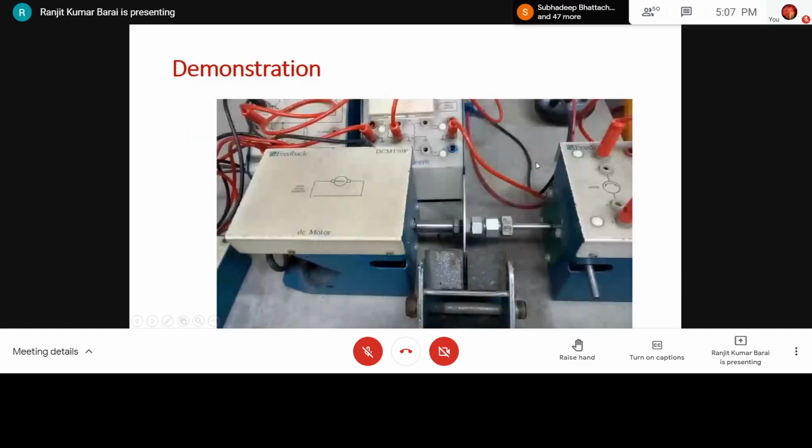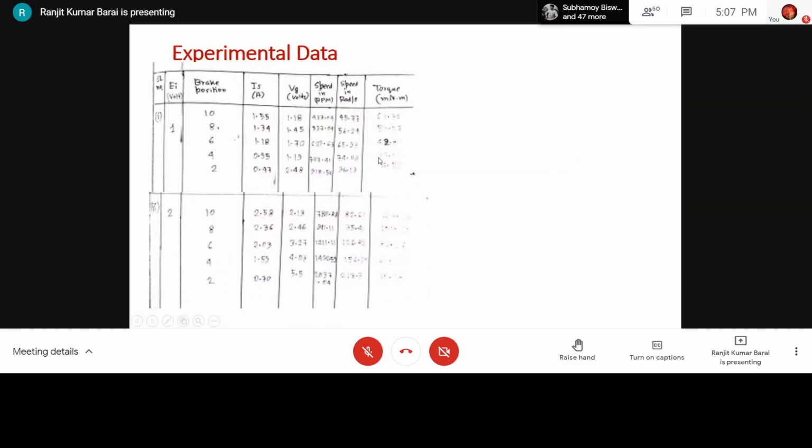Although not very clear, the vital portion is there. So brake position 10, the EI is 1 volt, and for brake position 10, we have noted armature current 1.55 ampere and tacho voltage 1.18, and the corresponding RPM was calculated as 437 point something 04.